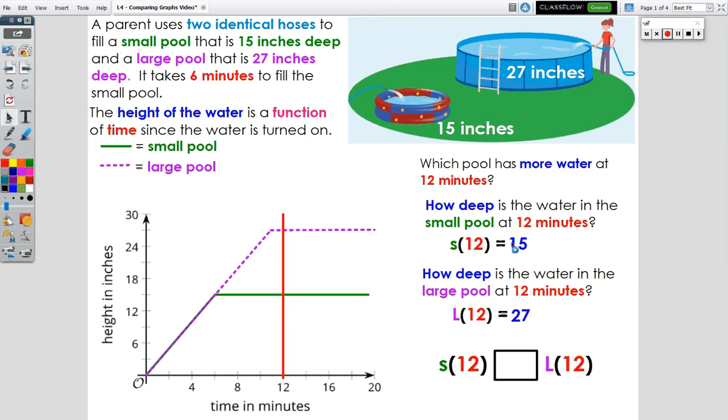So we have our 15 inches of water for our small pool, we have our 27 inches of water for our large pool, and then what we're going to do is compare those two amounts. And I would compare them with this symbol. The small pool has less water than the large pool at 12 minutes.